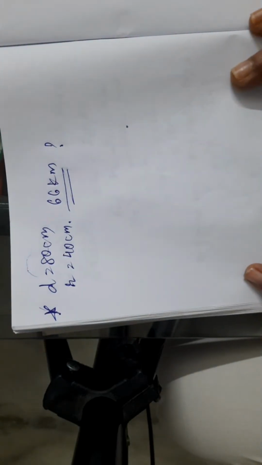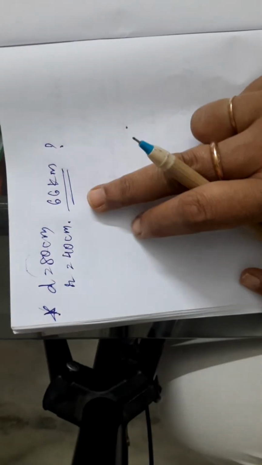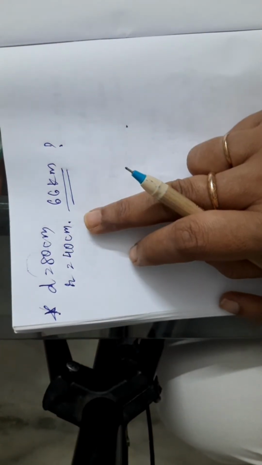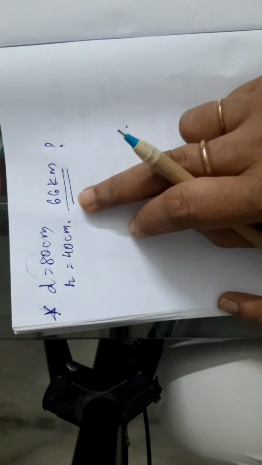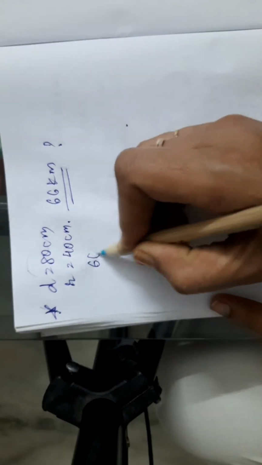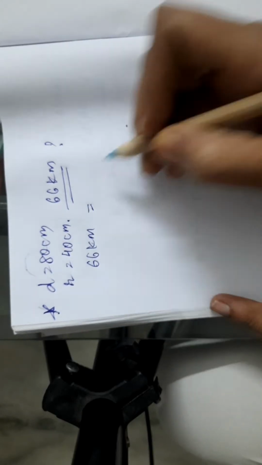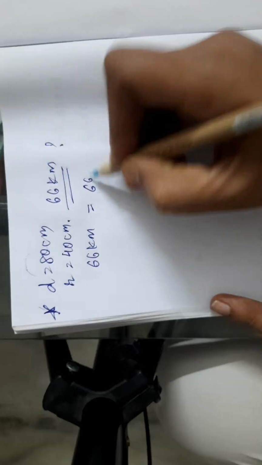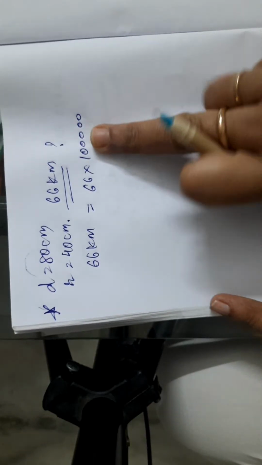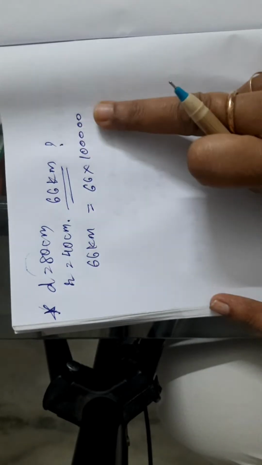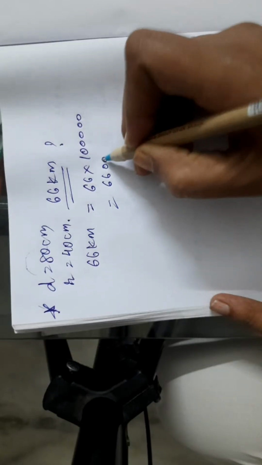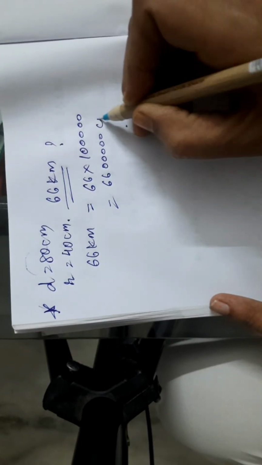So I told you the distance must always be in centimeter, as the wheel is in centimeter. Always the wheel will be in centimeter, so distance will also be in centimeter. So first convert 66 kilometer to centimeter. 66 multiplied by 5 zeros. So 1000 for meter and 100 for centimeter. So finally 66, then 5 zeros, centimeter.